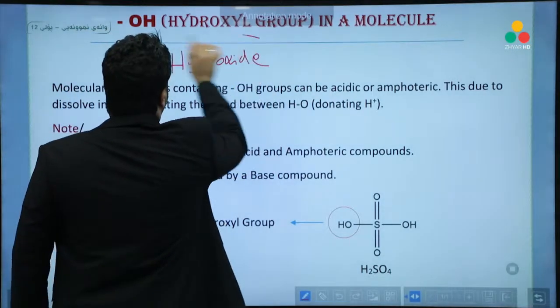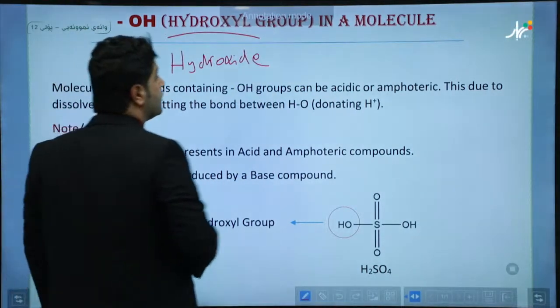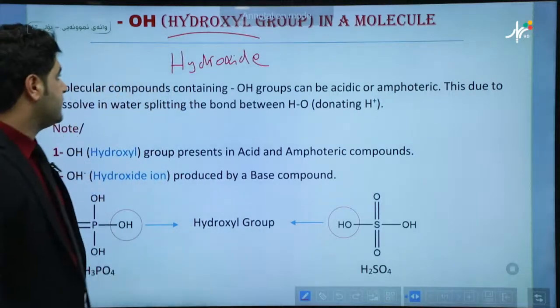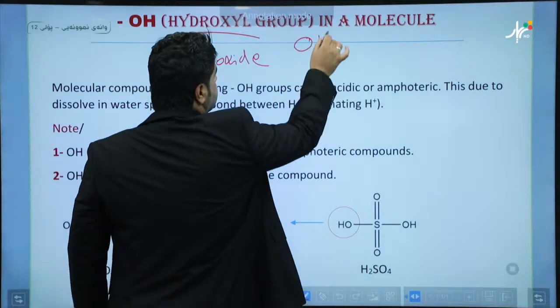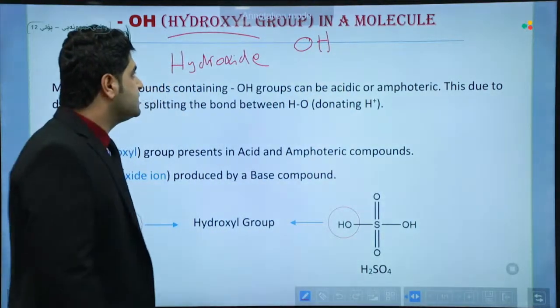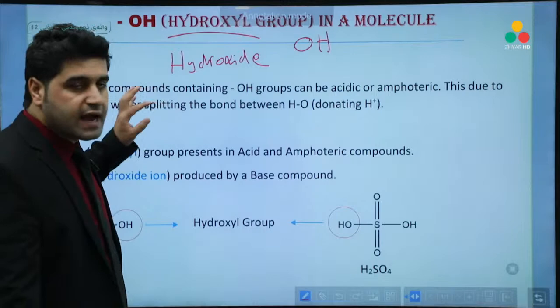Hydroxide, but now we have a hydroxyl group. Well, teacher, what's the difference between them? Hydroxide, OH, both are OH. Actually, both contain the same atoms, O and H.